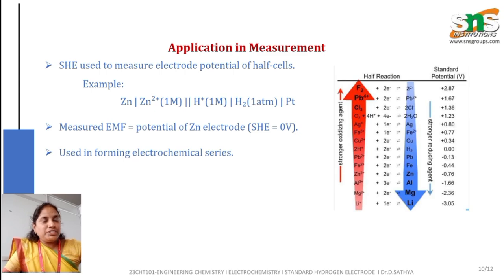This is the application in measurement. For example, zinc or zinc 2 plus and H plus: zinc acts as the anode and SHE acts as the cathode. That means we can write the cell representation like this and measure the EMF, the potential of the zinc electrode; the SHE voltage is 0. So it is used in forming the electrochemical series.